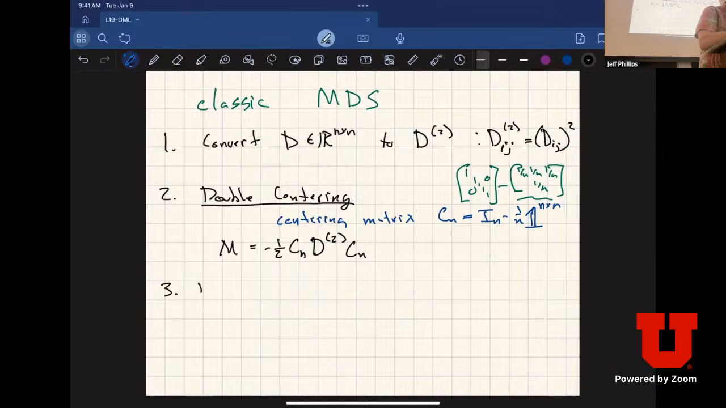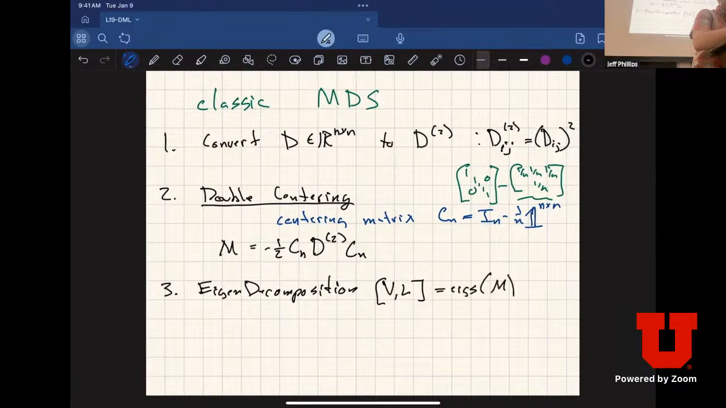Okay, the third step is we do an eigendecomposition. We get a V and an L matrix, where V are the eigenvectors and L are the eigenvalues of the M matrix. So I call my eigendecomposition function, I get eigenvectors and eigenvalues. And remember, this means I can write M as V L V transpose, which is actually equal to L to the 1/2 times the L to the 1/2 transpose. I can decompose M into these two pieces.